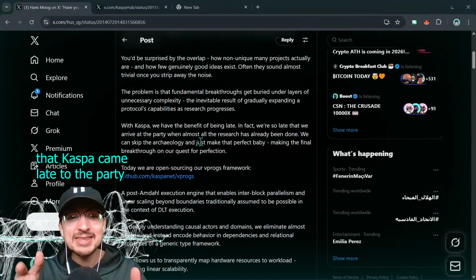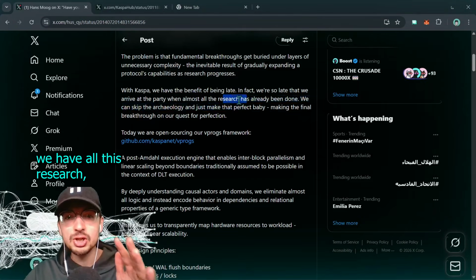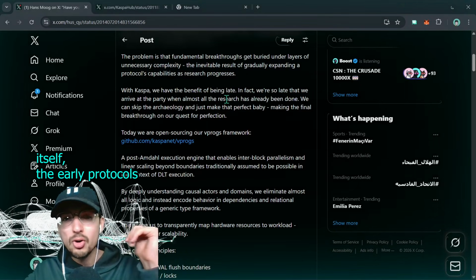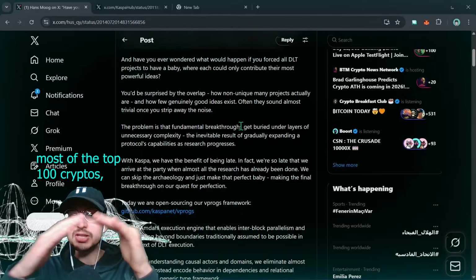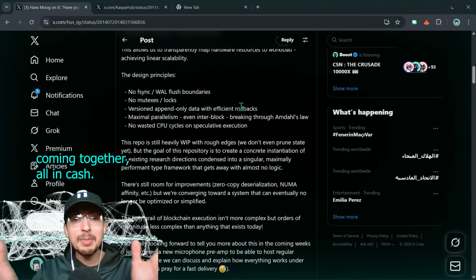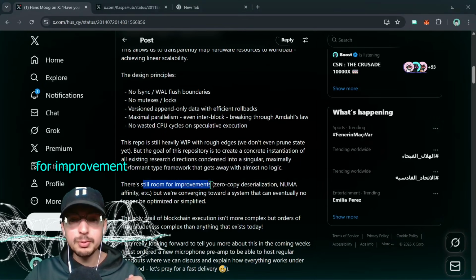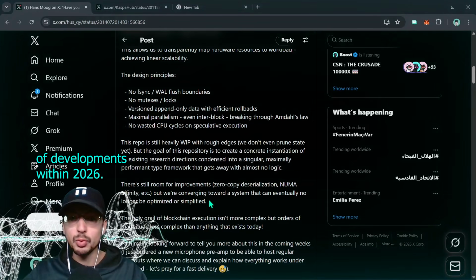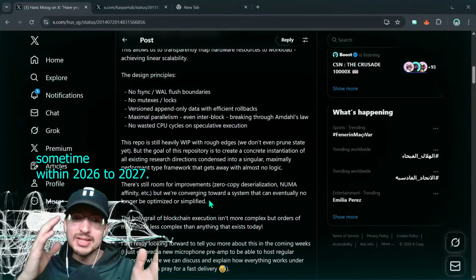It's a blessing that Kaspa came late to the party because now we have all of this research, especially most of the research done by Kaspa itself, the early protocols made by Jonathan Sompolinsky, the protocols that have created most of the top 100 cryptos, including Ethereum. Now you have all of that coming together on Kaspa, the best of the best. Of course, there's still room for improvement for Kaspa, as VProgs is going to be a progression of developments within 2026. And Dagnite is going to drop sometime within 2026 to 2027.